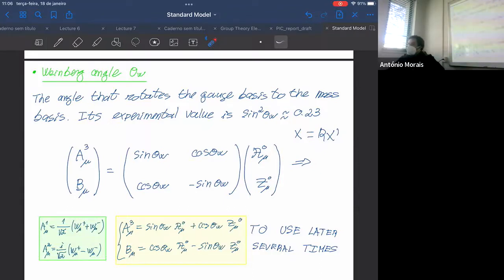So our option from here onwards is to write our Lagrangian in terms of physical fields so that we can have a taste of the real interactions that are behind it.